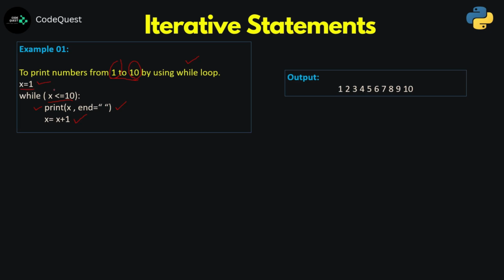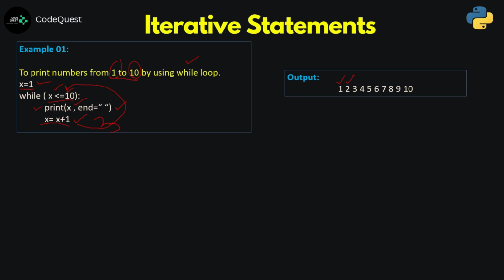When I run this piece of code, x is going to begin with 1. So 1 less than or equal to 10 is true. Hence the current value of x is displayed, that is 1. Later on, x equal to x plus 1 updates the x value to 2. Now once again the condition is tested with the updated value of x. 2 less than or equal to 10 is again true, hence the current value of x, 2, is printed, and later x is updated to 3.